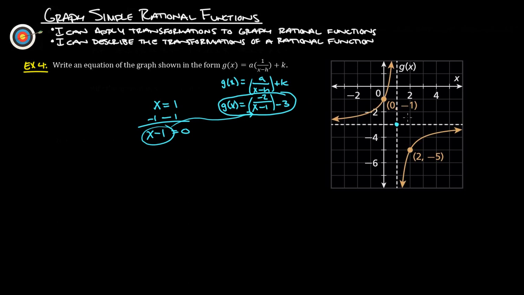And just to double check to make sure that this works, you can always plug in a couple of these points. So if we plugged in 2, we better get negative 5 out. g of 2 equals negative 2 over 2 minus 1, minus 3. So negative 2 over 1, that's negative 2 minus 3. Guess what we get? Negative 5, which is that one right there. You can also do the same with 0.